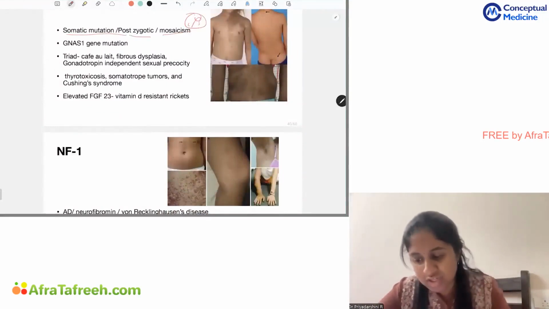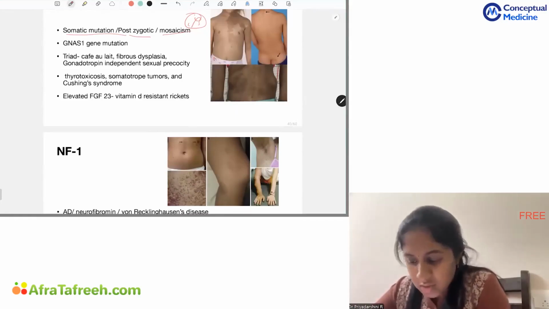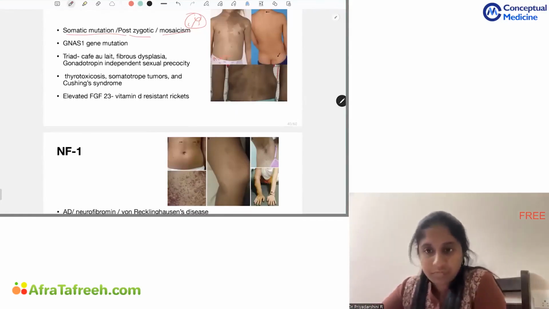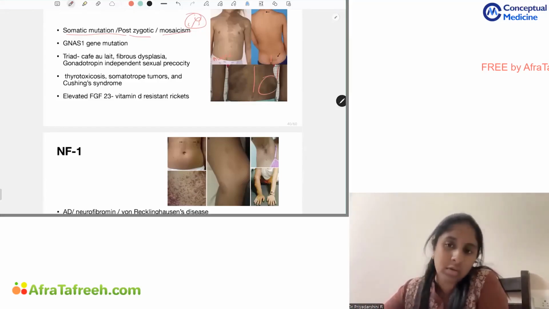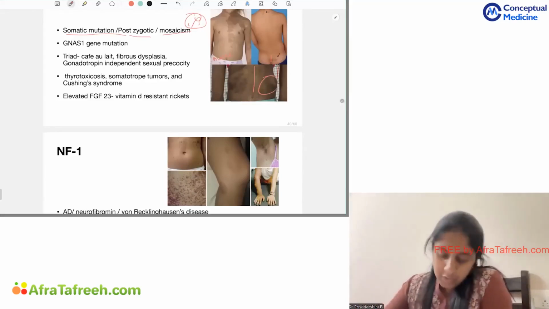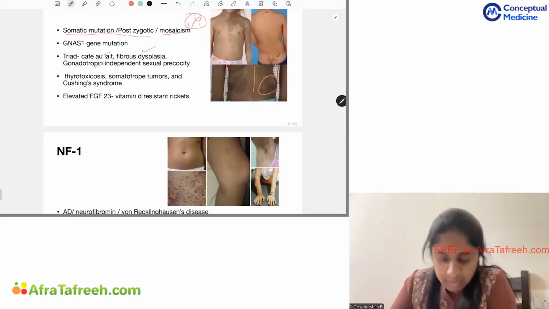This is about a cafe-au-lait lesion, and how it's not crossing the midline. You could see the irregular border. This is called coast of Maine appearance. This is yet another which is not crossing the midline. This is yet another which is not crossing the midline. And what you see here is fibrous dysplasia, and this patient is having scoliosis. So the triad is cafe-au-lait, fibrous dysplasia, and gonadotropin independent sexual precocity.